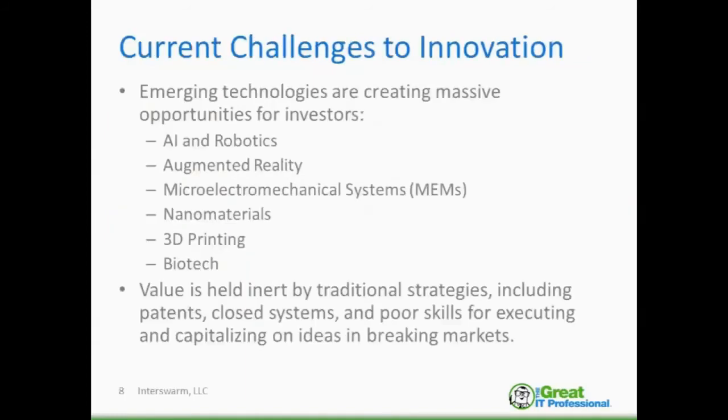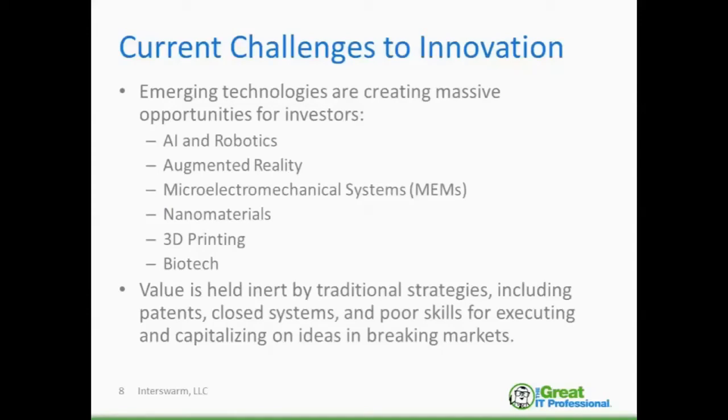Okay, so I just want to say a little bit about the current challenges to innovation. There is no doubt that emerging technologies are creating massive opportunities, not just for investors, but also for those of us who really love technology. Whatever part of the technology world we're in, we all play a really crucial role, despite the romantic inventor in the garage, which happened, but a long time ago.